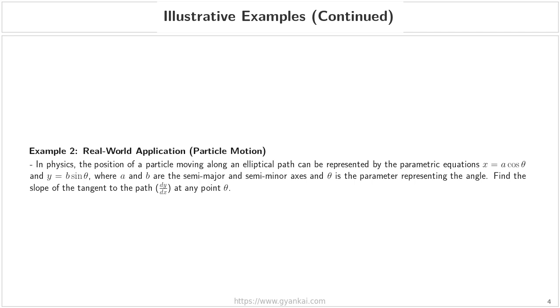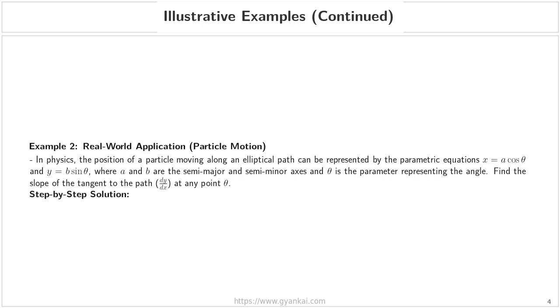Imagine a particle moving along an elliptical path. In this scenario, the position of the particle is represented by two parametric equations, x equals a cosine theta and y equals b sine theta. In these equations, a and b represent the semi-major and semi-minor axes of the ellipse, while theta serves as our parameter, representing the angle. Our goal here is to find the slope of the tangent to the path, which is the derivative of y with respect to x at any point theta.